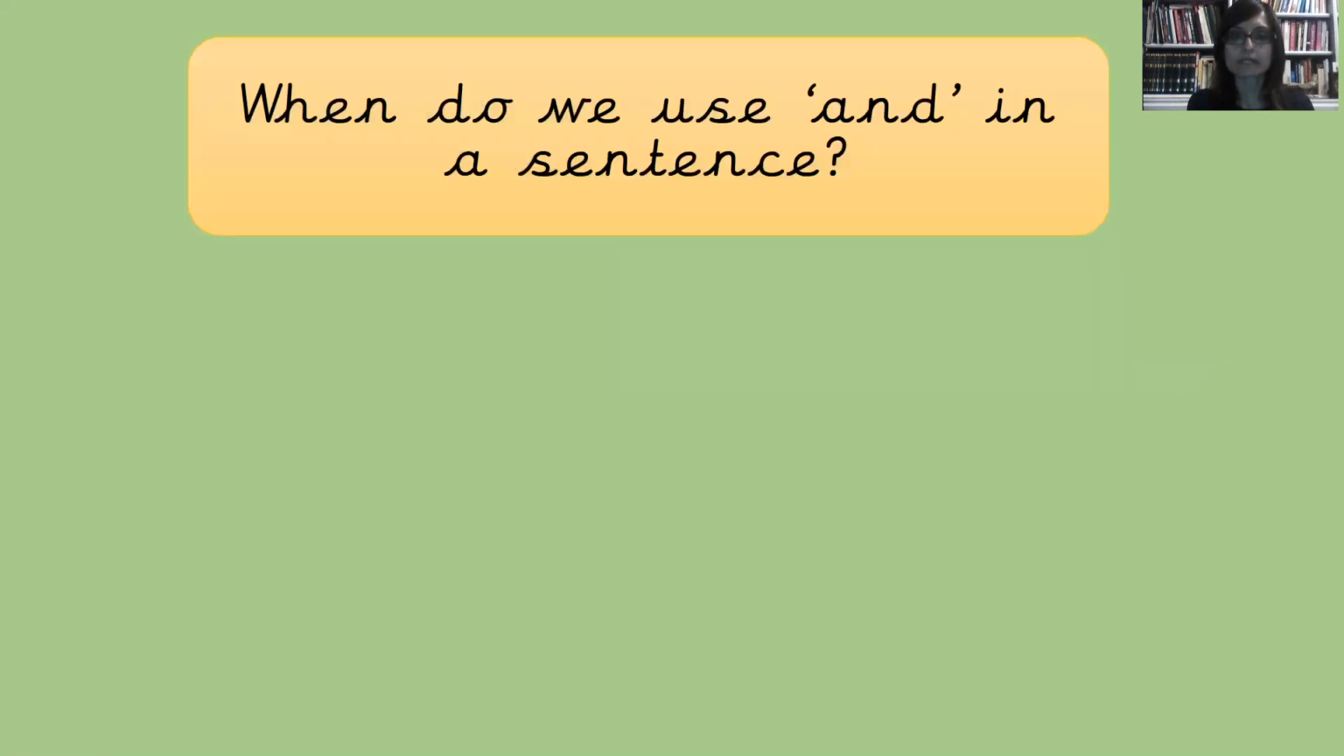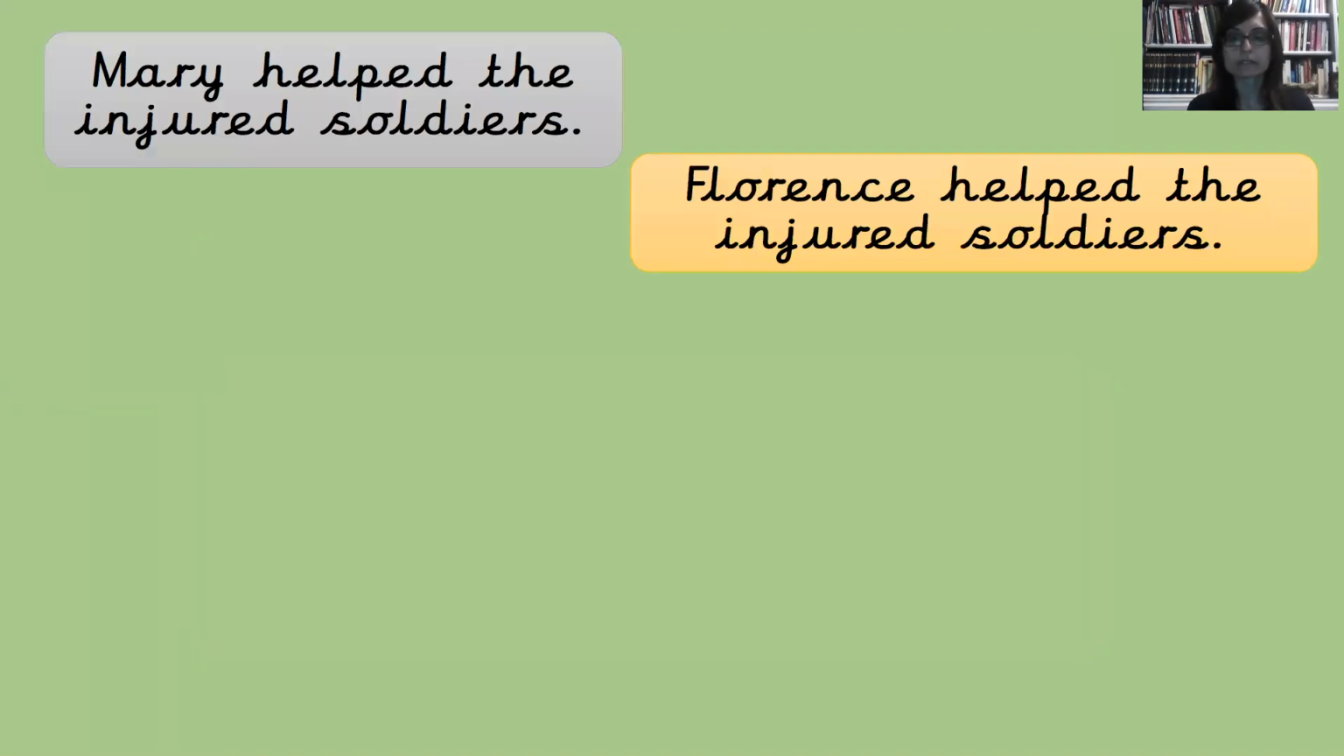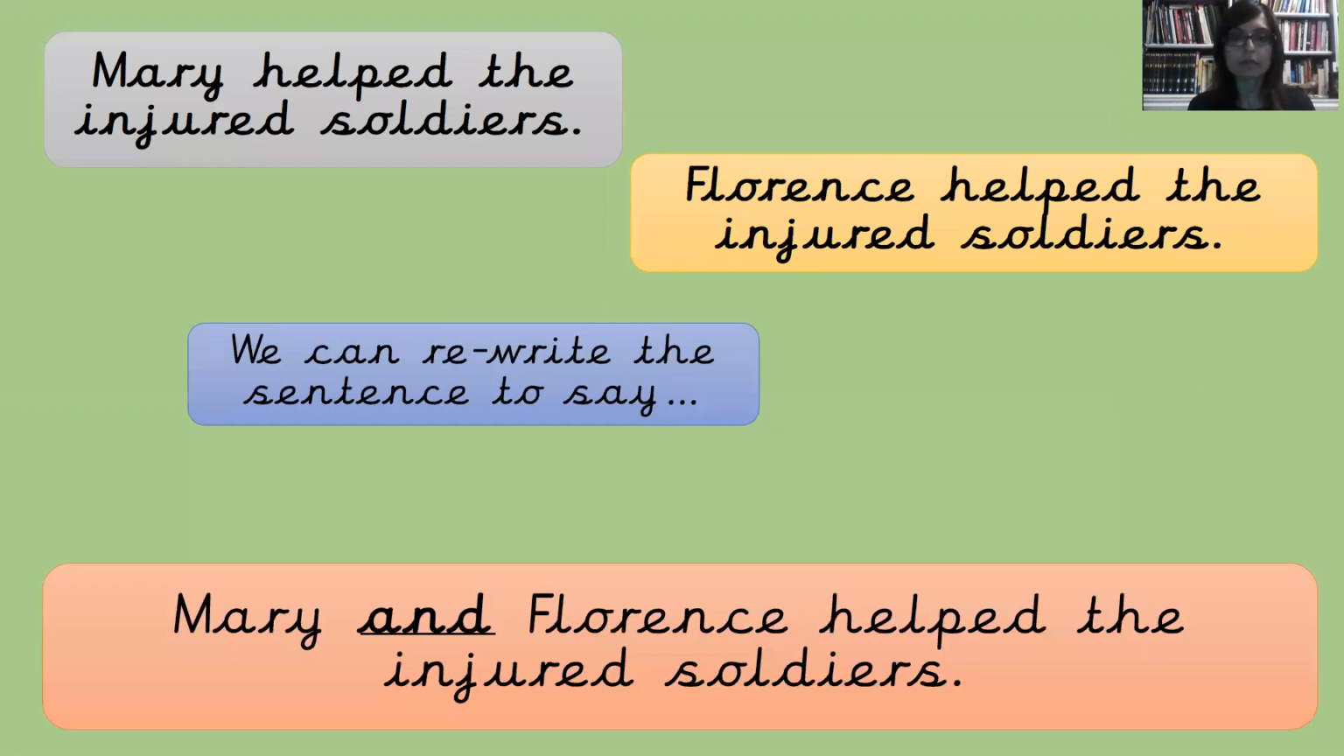When do we use and in a sentence? We use and to join two sentences together to create one sentence. For example, Mary helped the soldiers. Florence helped the soldiers. We have two sentences which we can rewrite to say Mary and Florence helped the injured soldiers. There's and.